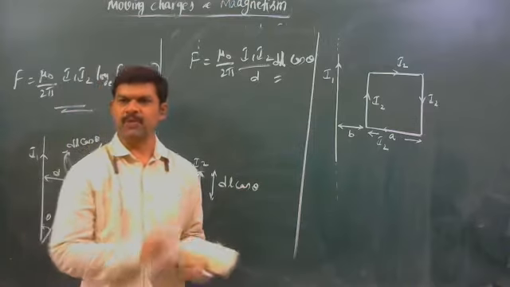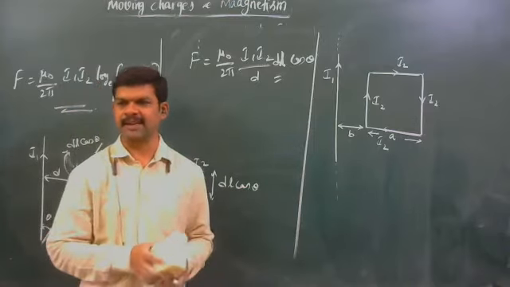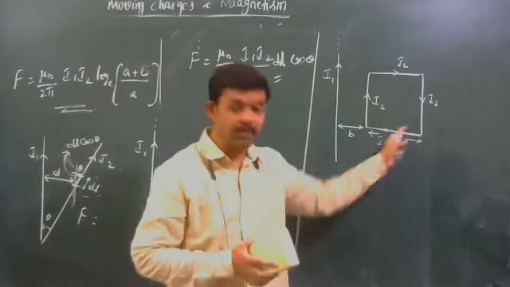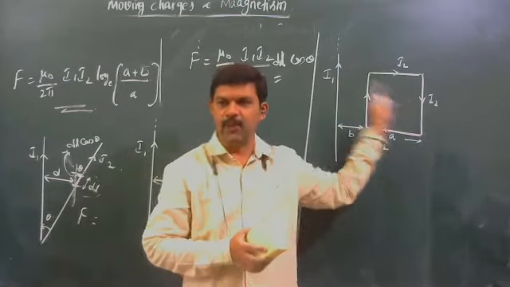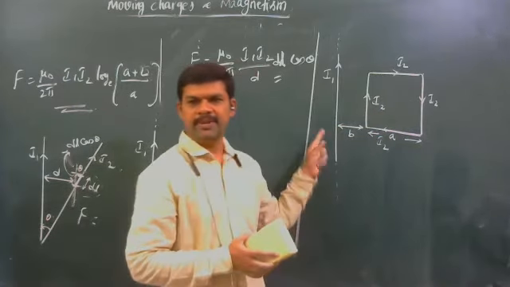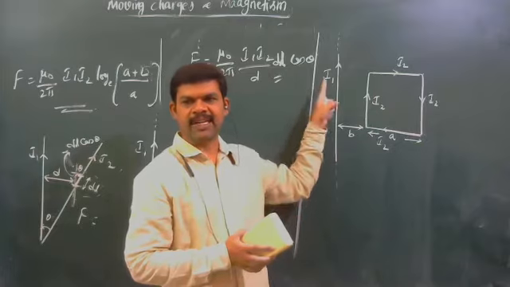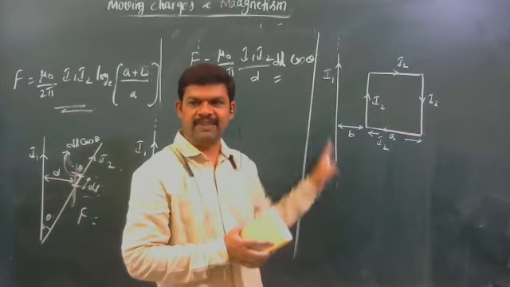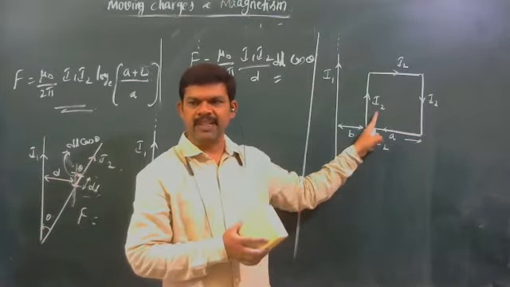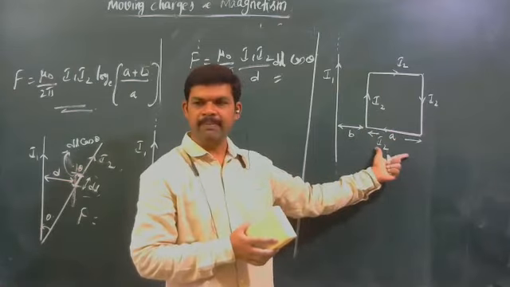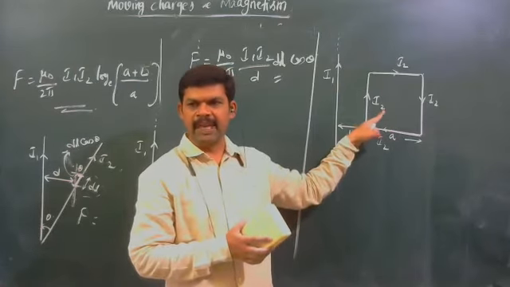what is the force acting on that conductor? Force acting on the loop, sorry. Force acting on this loop is what? This is one conductor in which current I1 is carrying. It is a long infinite conductor. This is a loop of side length A. Both are in the same plane.